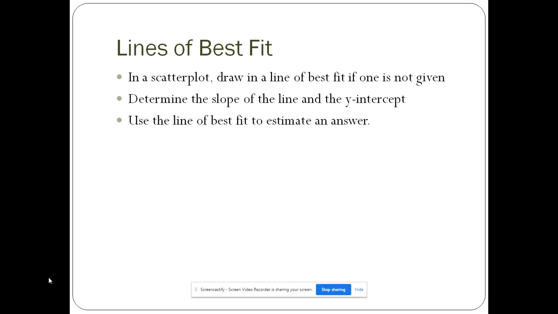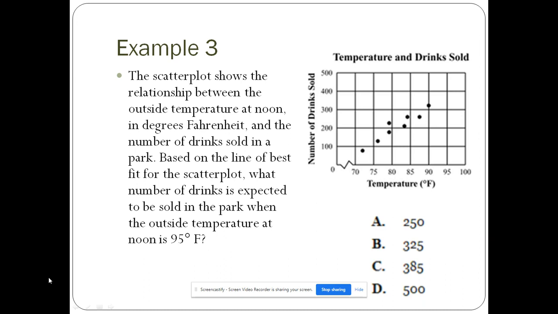All right, so let's take a look at our last example. It says the scatter plot shows the relationship between the outside temperature at noon in degrees Fahrenheit and the number of drinks sold in a park. Based on the line of best fit for the scatter plot, what number of drinks is expected to be sold in the park when the outside temperature at noon is 95 degrees Fahrenheit?